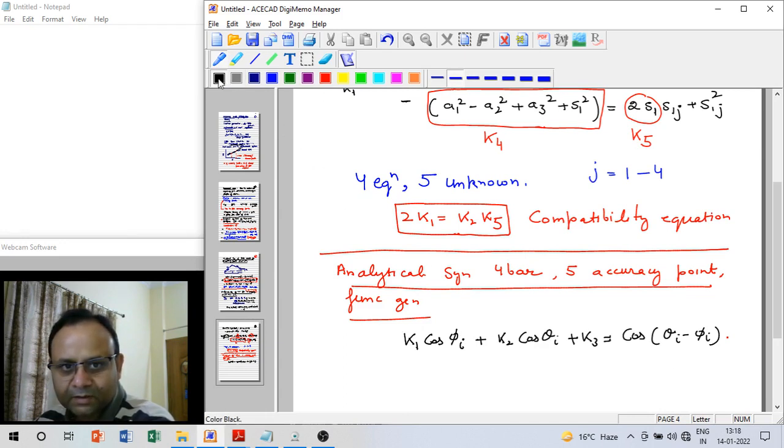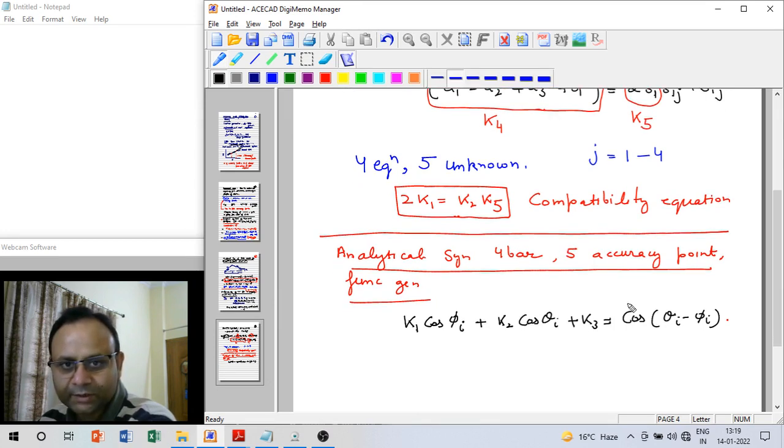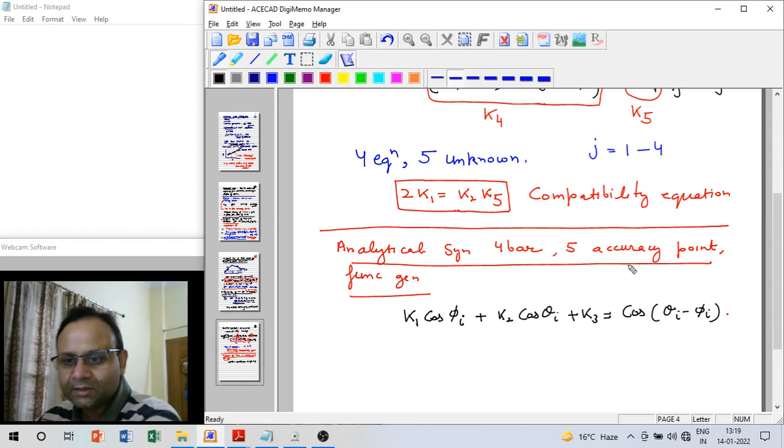Now you cannot take theta 1 phi 1, theta 2 phi 2, in this way up to theta 5 phi 5. If you specify like that, then you will have 5 equations and 3 unknowns, so you cannot have 5 accuracy points. You can do a synthesis using the least square technique. We talked about that previously, but you cannot have 5 accuracy points.